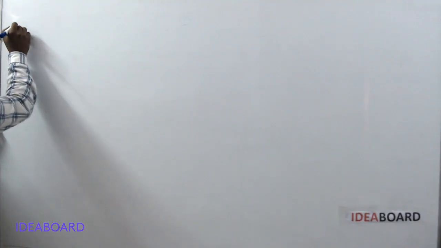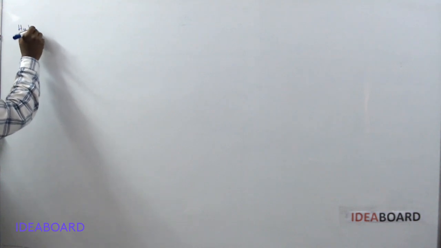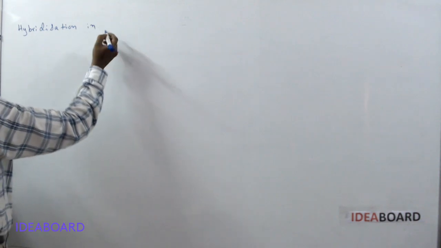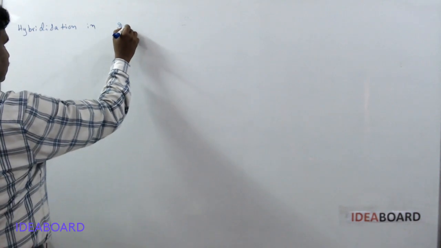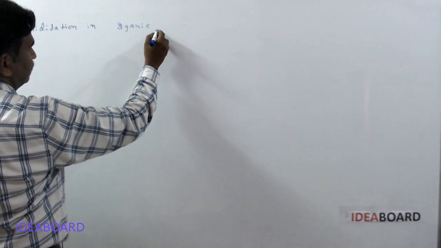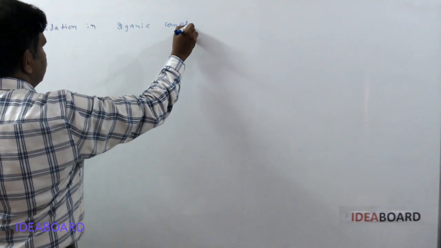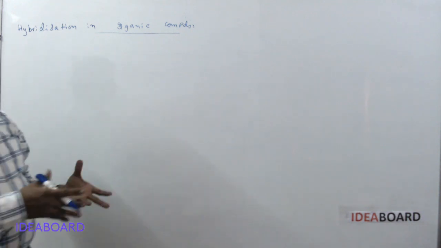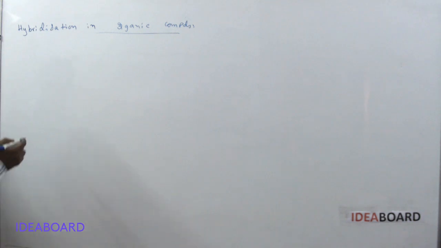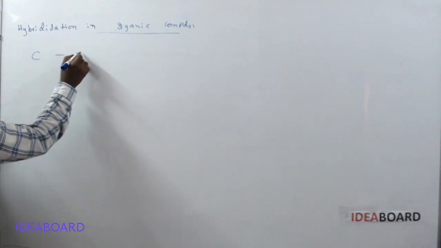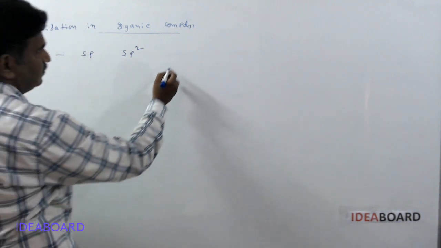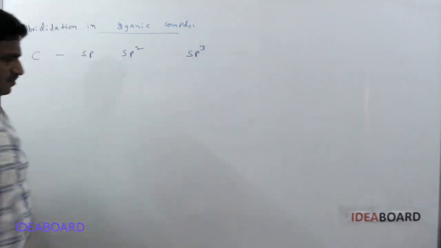Next, hybridization in organic compounds, mainly hydrocarbons. When we are taking hybridization in organic compounds, this is very simple. Actually, we feel like it is difficult to calculate, but this is very simple because carbon can show a maximum of 3 types of hybridization. One is sp, second one is sp2, third one is sp3.